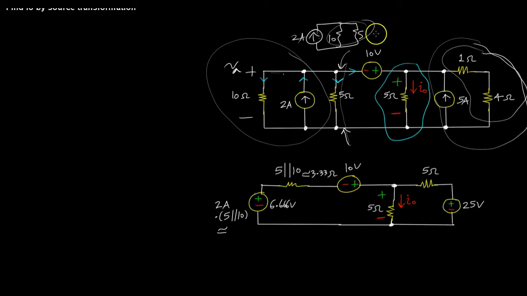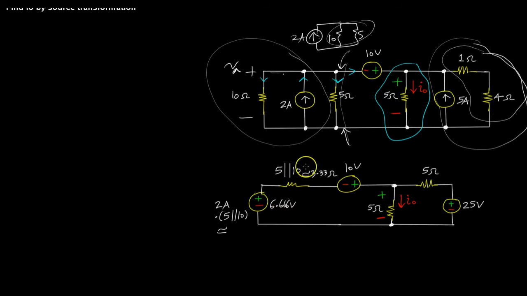Now, the way we do source transformation is we check the direction of the current or voltage polarity. And in this case, it's going up. So I know my voltage source is going to have a typical positive negative in this fashion. Then I multiply the current times the equivalent resistance per Ohm's law, and that is 2 times 3.33, which is about 6.66 or so repeating. But we're going to round that down, of course, and stop it somewhere. And so that is what we have.